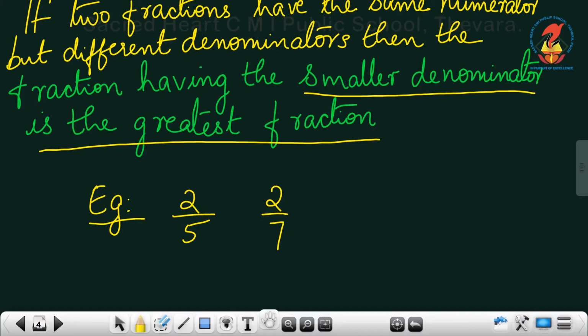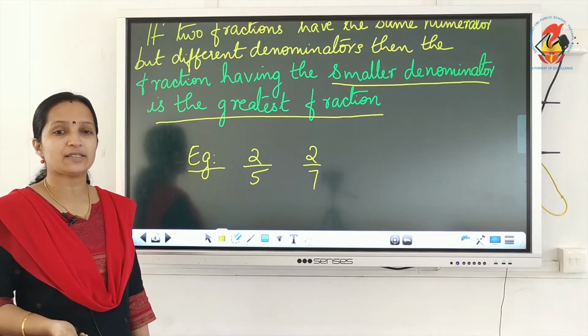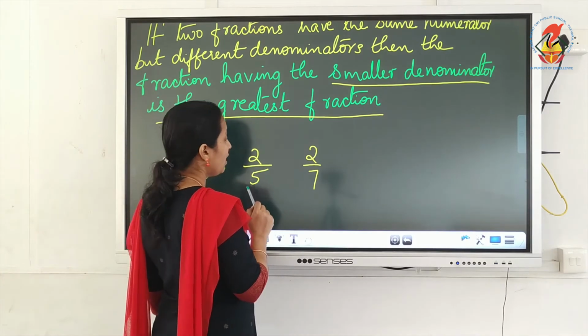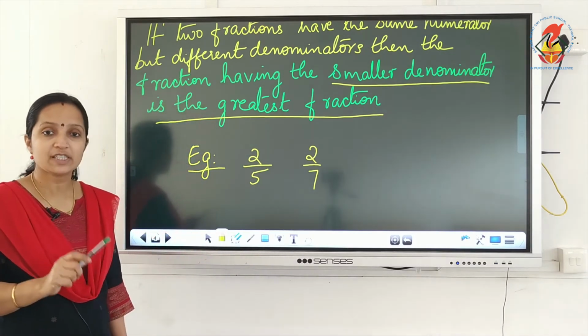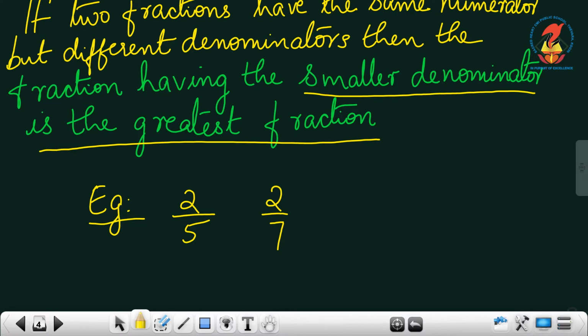Look at this example, children: 2 by 5 and 2 by 7. Here the numerators are the same but the denominators are different. We already learned if the numerators are the same and denominators are different, always the fraction having the smaller denominator is the greatest. 5 or 7, which one is smaller? 5 is smaller. So what can you say here? 2 by 5 is greater than 2 by 7. Now move to the next example questions.